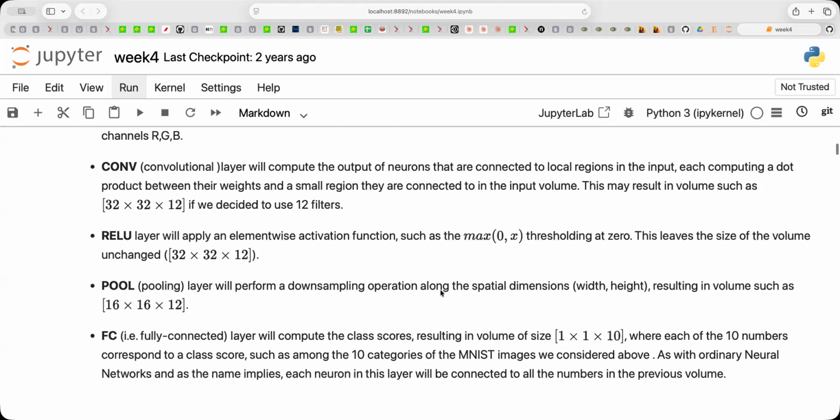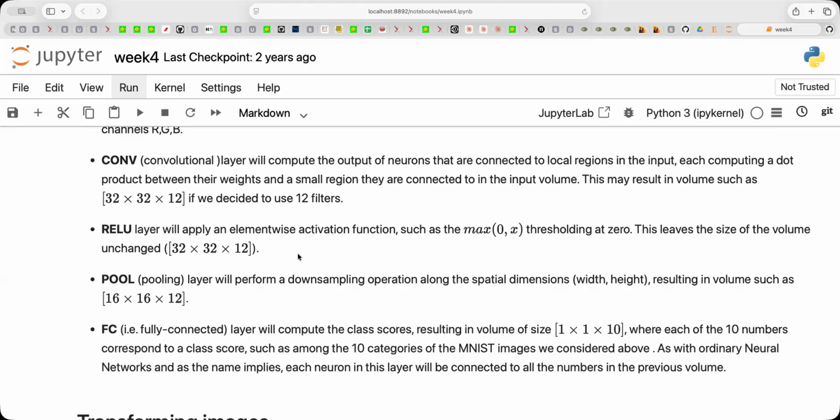Then we have the ReLU layer, and this is a layer where you have no parameters which are trained. The ReLU layer is just a layer where you can use a max output, thresholding at 0. This is pretty common, but you can use other activation functions, though the ReLU is the one which is mostly used. And then there is a pooling layer, which is actually a downsampling operation along the spatial dimension. And that can reduce the dimensionality.